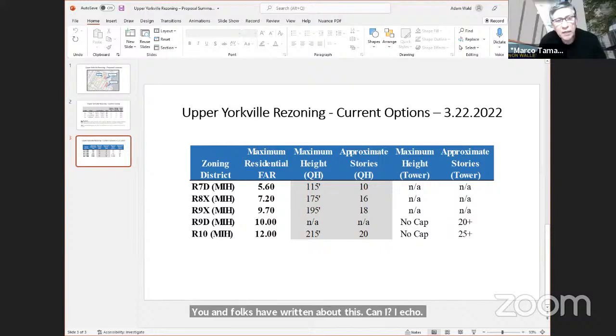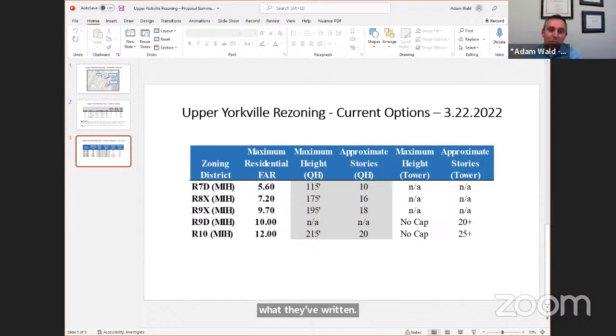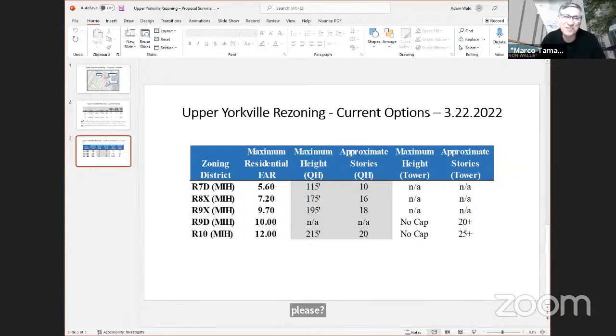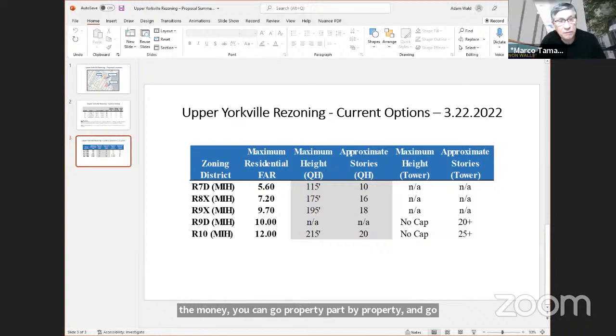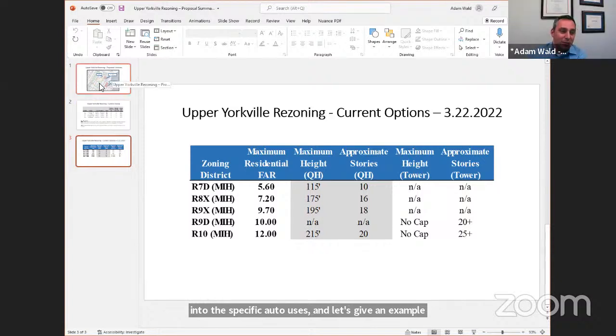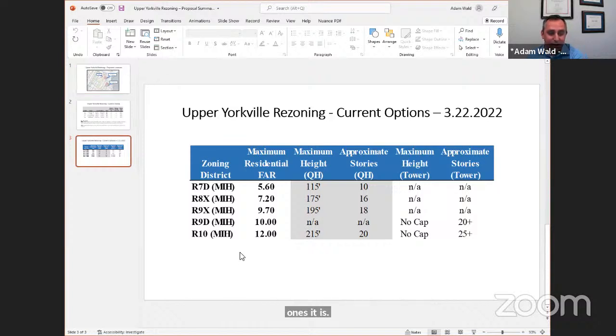Can you be a little bit more specific about that, please? I'd have to go property by property, in general. It's too much. You can go property by property and go into the specific auto uses. Just give me a simple example. I'd have to look at the individual block and pull it up, and go lot by lot to show you which ones it is. But what was the other question? I'd have to look all that up.